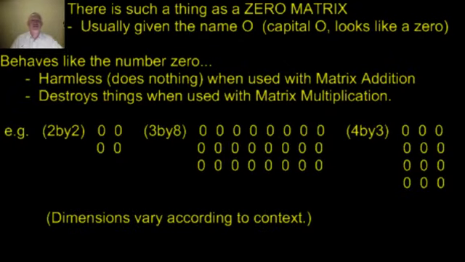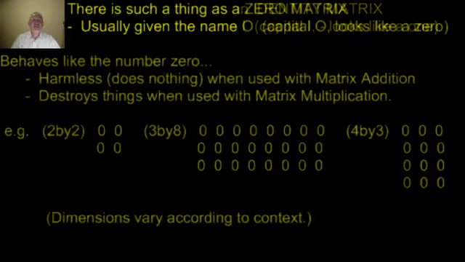So here are some examples of what a zero matrix might look like. Again, it could be any dimension, all shapes and sizes. The only thing to notice is that every single element of the matrix is a 0. So the dimensions will vary according to the context, but if you take a matrix and add a zero matrix to it, you'll end up with the same matrix that you started with.